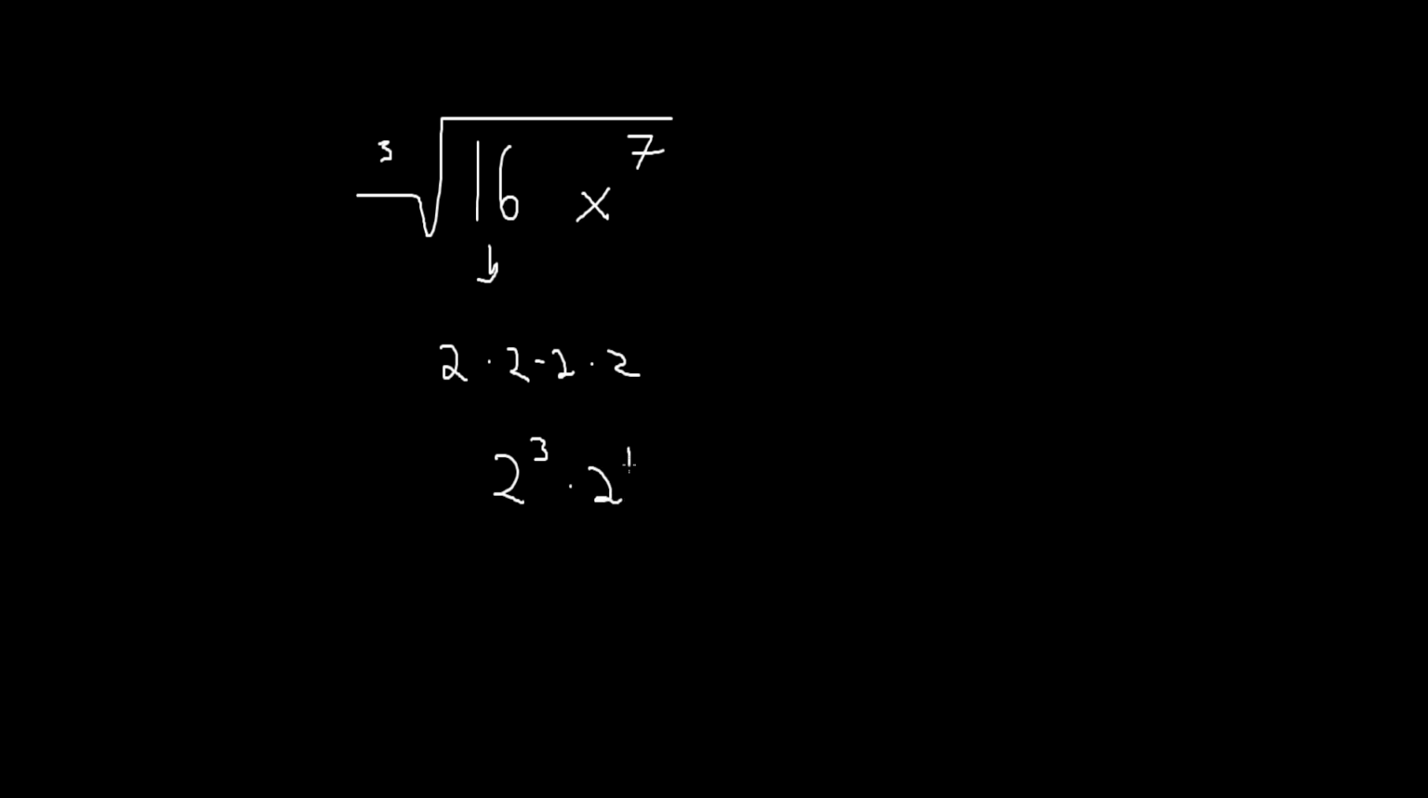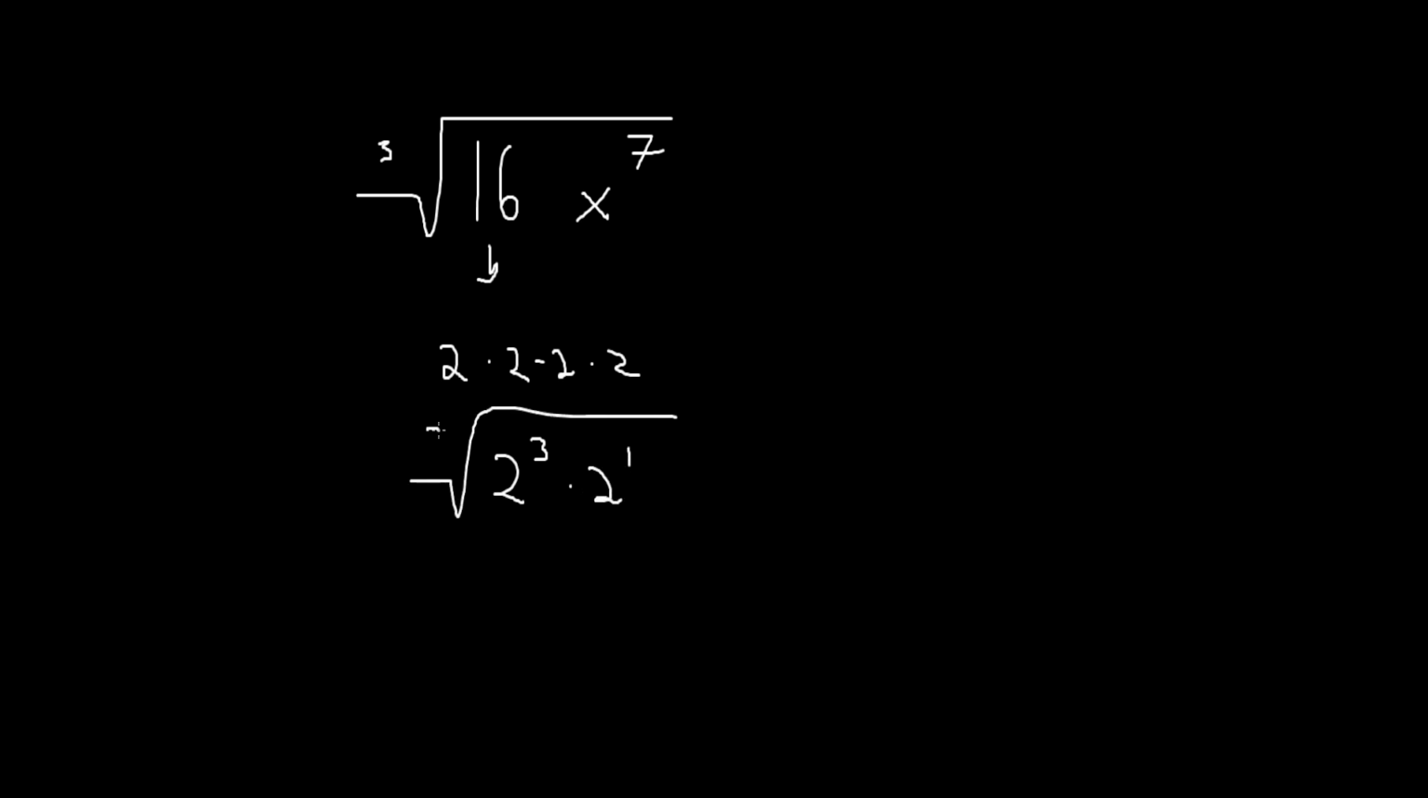So let's say we have the third root of 16 times x to the 7th. Okay, well, we already know that 16 is 2 times 2 times 2 times 2. So basically it's 2 to the third times 2 to the first.